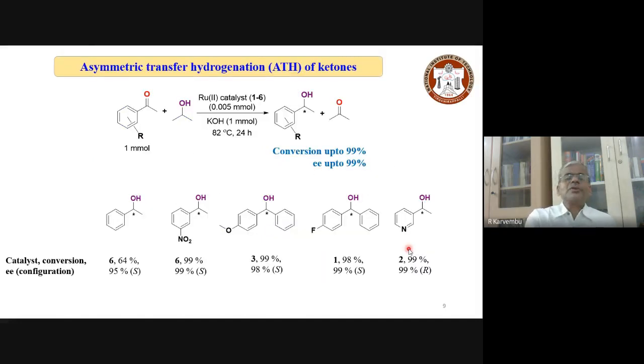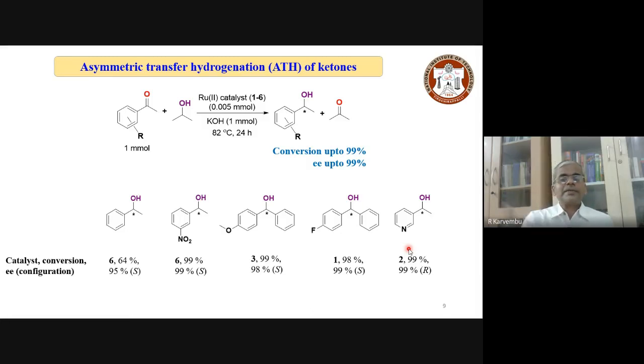We have used this complex in asymmetric catalysis. Hope you must be knowing asymmetric catalysis, but I will just explain it in this reaction. This is a very simple reaction, transfer hydrogenation of ketones to the corresponding alcohols. This is very similar to the MPV reduction that MSc students study.